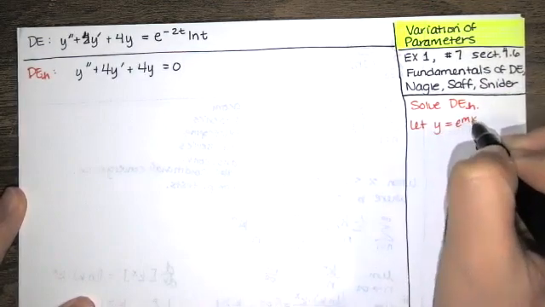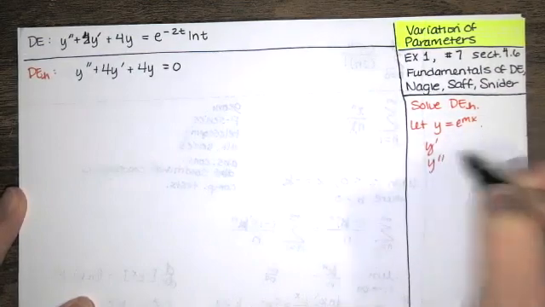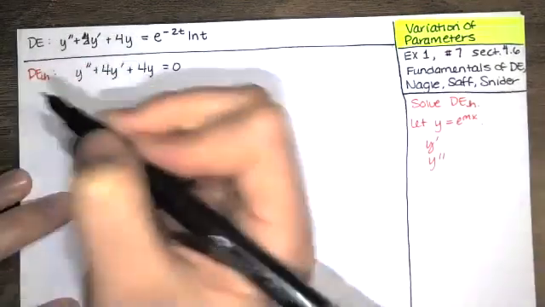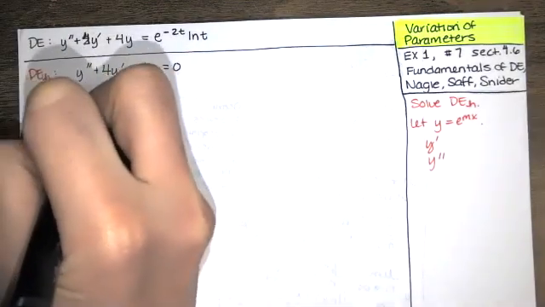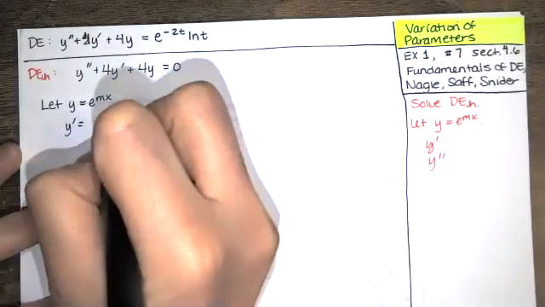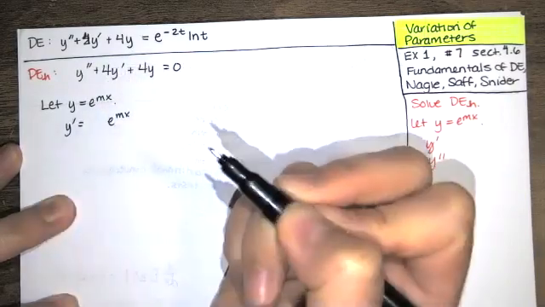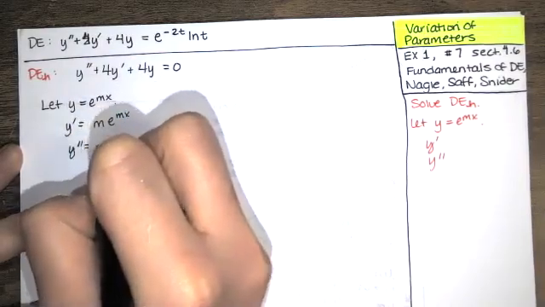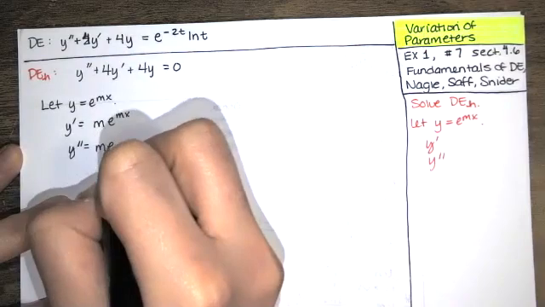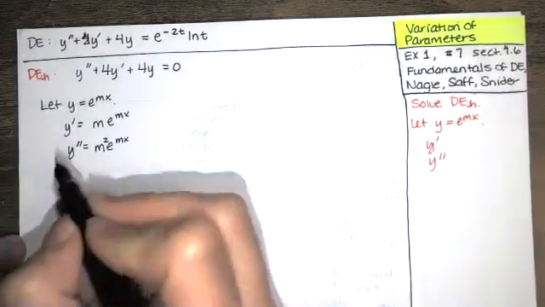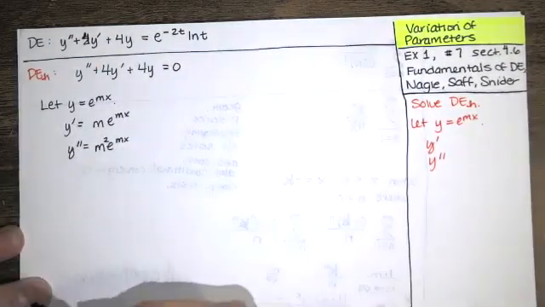We assume that that is the form of our solution, and then we compute y prime and y double prime. The first derivative of e to the mx is e to the mx times the derivative of the inside by the chain rule, which just leads to an extra m. And then we bring that m down and ask, what's the derivative of e to the mx? It's e to the mx times an extra m by the chain rule. And then we substitute these into this differential equation.